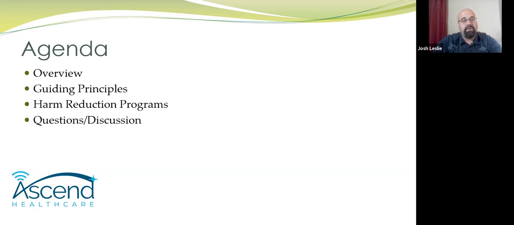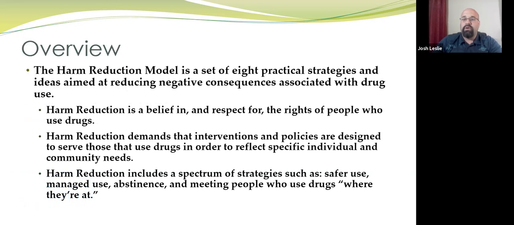So a couple of things. First, what is the harm reduction model, or really what are we looking at? It is a set of 8 principal strategies that's aimed at reducing the negative consequences associated with drug use. It's an overall interpretation of it. It's having a belief in and a respect for the rights of individuals that are using illicit substances. Harm reduction demands and interventions and policies are designed to serve those that use drugs in order to reflect specific individual and community needs. And that there is a broad spectrum of strategies associated with harm reduction.